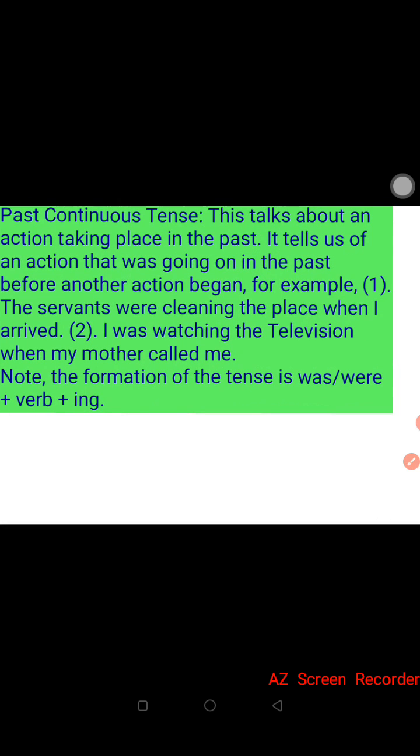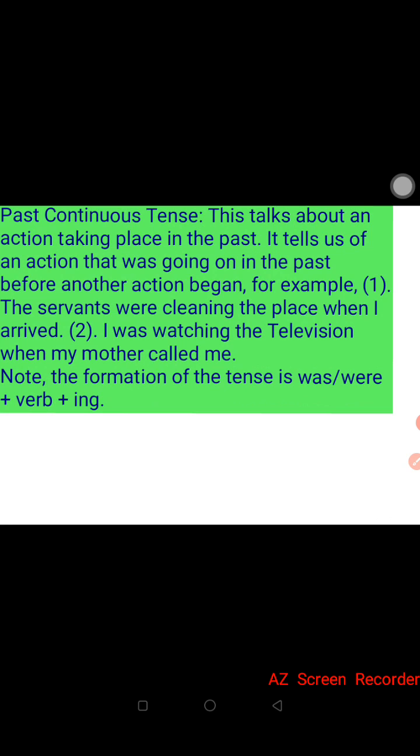Let's move to another tense, which is past continuous tense. This talks about an action taking place in the past, as if the action is going on now. But this tense talks about an action taking place in the past. It tells us of an action that was going on in the past before another action began.